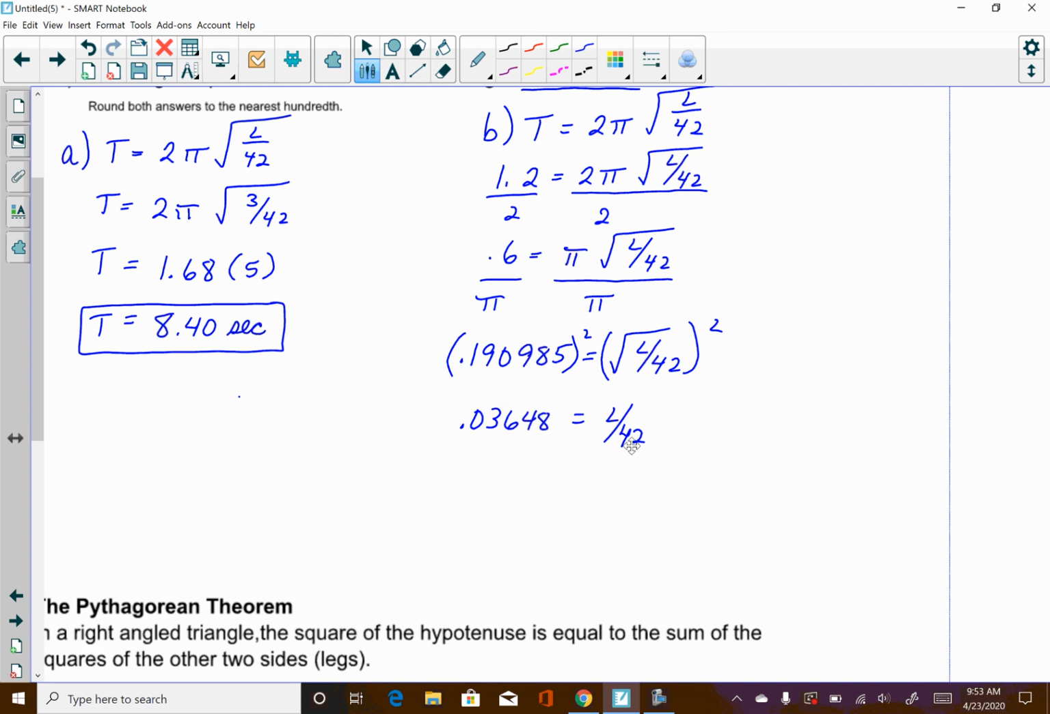So now this is L divided by 42. Since it's division, I'm going to multiply both sides by 42. So it cancels out, and L equals, taking that long number in my calculator, now times 42, and then I'm going to round to the nearest hundredth. So rounded to the nearest hundredth, I'm going to say 1.53, and the length was measured always in feet. Okay, and that's your final answer.